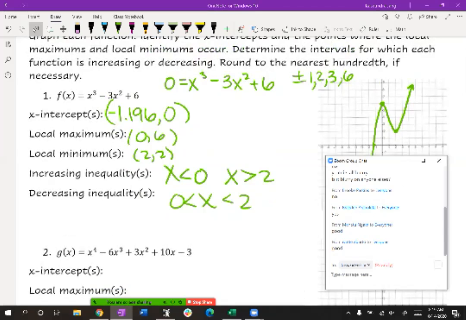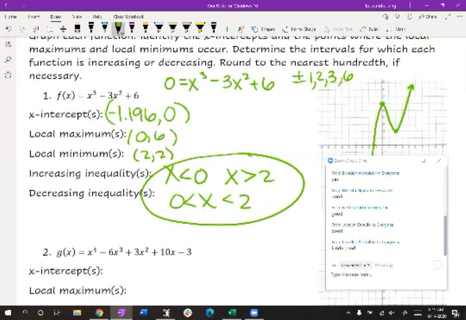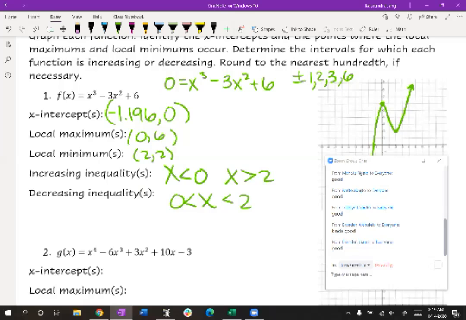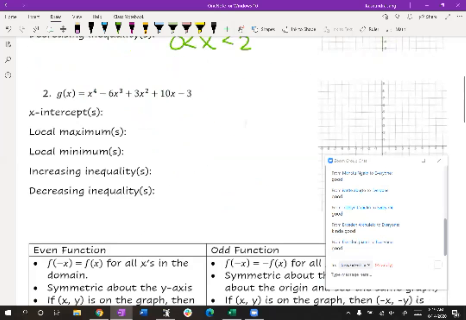Good, good. It might ask you for increasing and decreasing inequalities, yeah. So these again are inequalities, not intervals. Make sure the mouth is eating a bigger number, right? All right, thanks you guys at home. Looks good, looks good. Okay, I'm going to then move on to the next one.